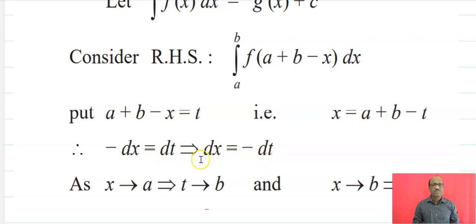Now we'll change the limit. We have substituted a plus b minus x equal to t. Now put first of all the lower limit, a. That is, x is replaced by a. Then what will you get? a plus a, and the minus a gets cancelled. Then you will get t is equal to b.